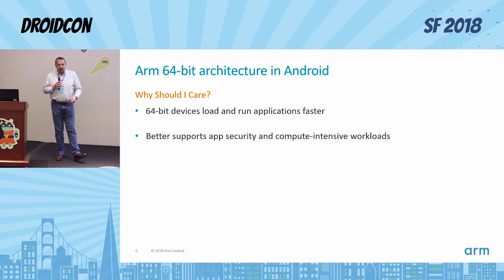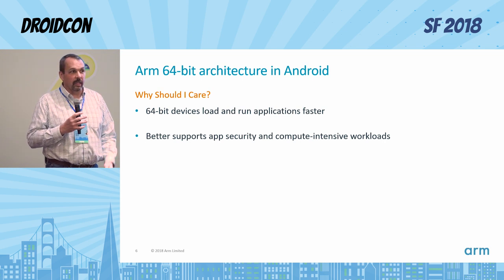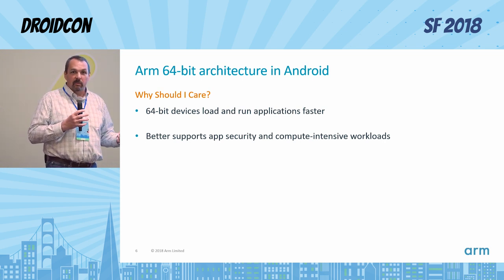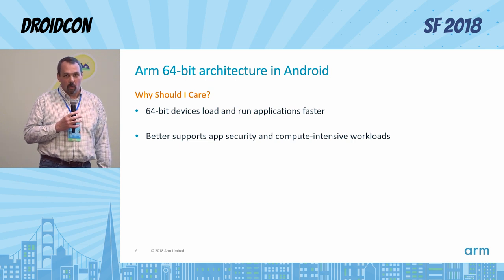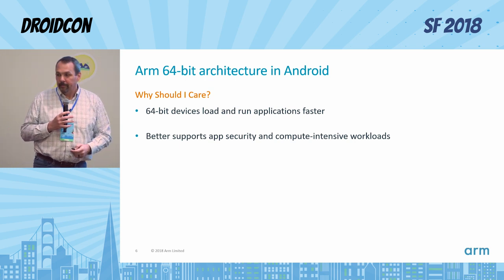App security, I mentioned. Compute intensive workloads, things that are coming like machine learning, artificial intelligence, those sorts of things. Even some of the immersive games where we're looking at as many frames per second as we can possibly generate. Those are things that 64-bit more easily supports than 32-bit.